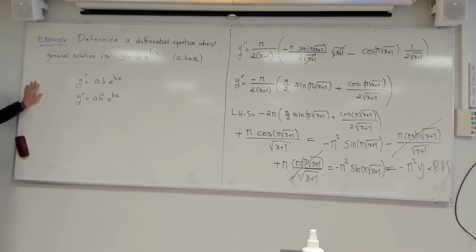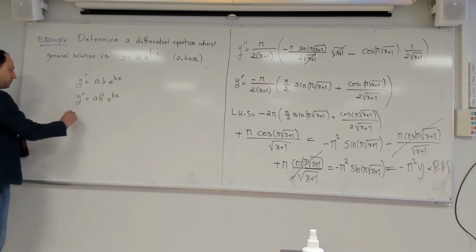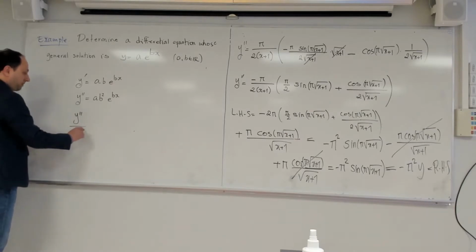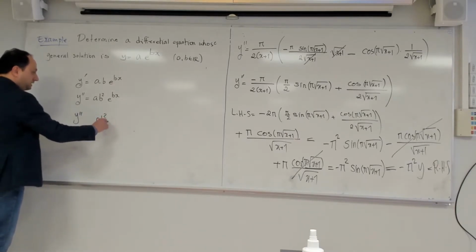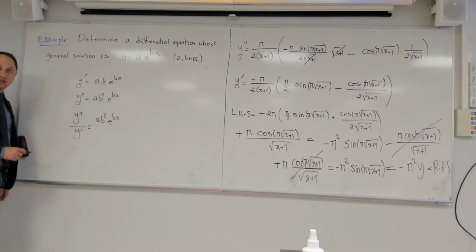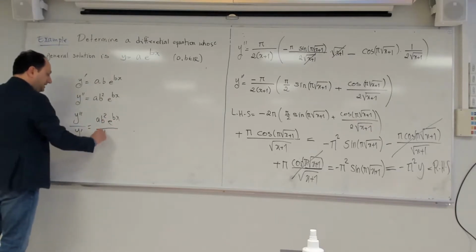Yes? You want to say something? Divide. Divide is the best thing here. Yes? I divide y double prime by y prime. This becomes ab squared e to the power of bx, agree? And then divided by ab. At least I am getting rid of many variables.